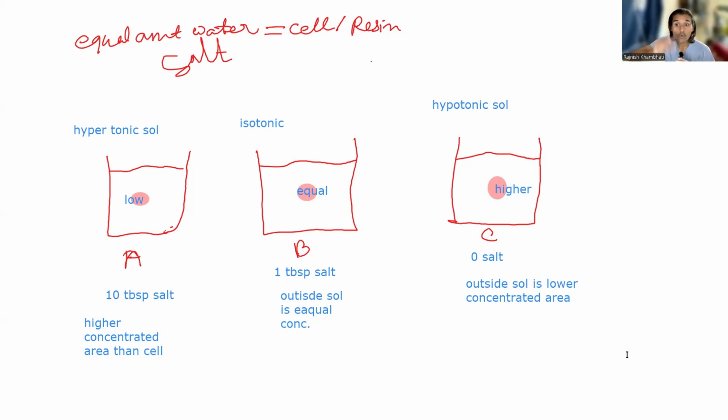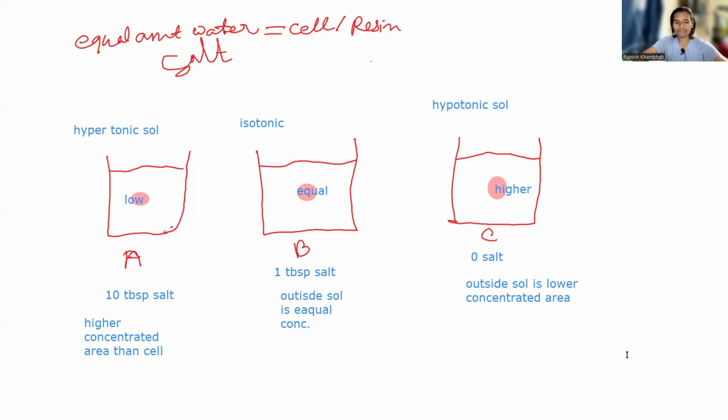So why is it called hypotonic? Because it has lower concentration than the cell. Why is it called isotonic? Because it has kind of equal concentration to the cell cytoplasm. And why is it called hyper? Hyper means so much. Why? Because the outside solution of the grape is much higher concentrated than the cell cytoplasm when we compare. That is how we get hypertonic solution, isotonic solution, and hypotonic solution.